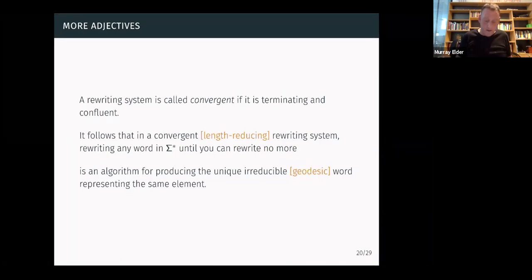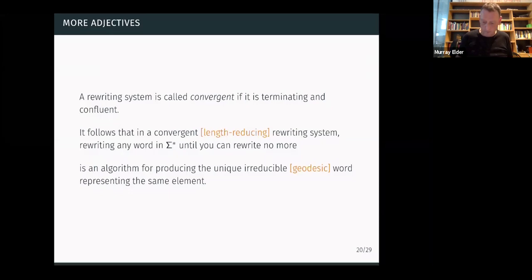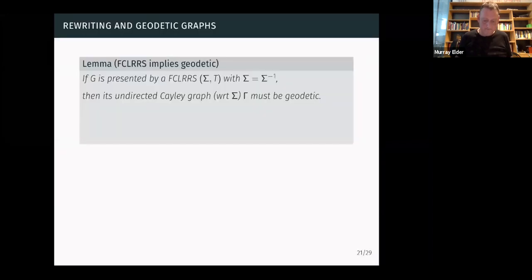So it's a nice thing to have a finite length reducing convergent rewriting system. So they come up, even though it's a mouthful, it's quite a natural thing to have. So here's a lemma: all of those adjectives in a rewriting system implies you've got a geodetic graph.